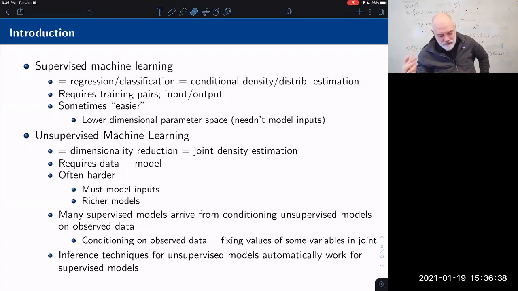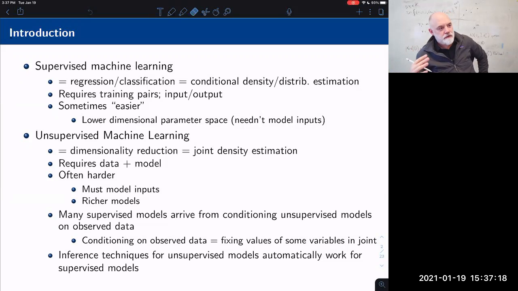Usually you need training pairs, input-outputs, and oftentimes, because you're not modeling the distribution of the inputs, it's easier in some weird senses. Unsupervised machine learning is like dimensionality reduction or joint density estimation. It requires data plus a model. Really, you're not modeling an input-output pair, you're just modeling data, as it were. It's often harder because you're really leaning heavily on the model structure as opposed to regression or classification. You have to model the inputs. It does give rise to richer models. You can do more things with them.